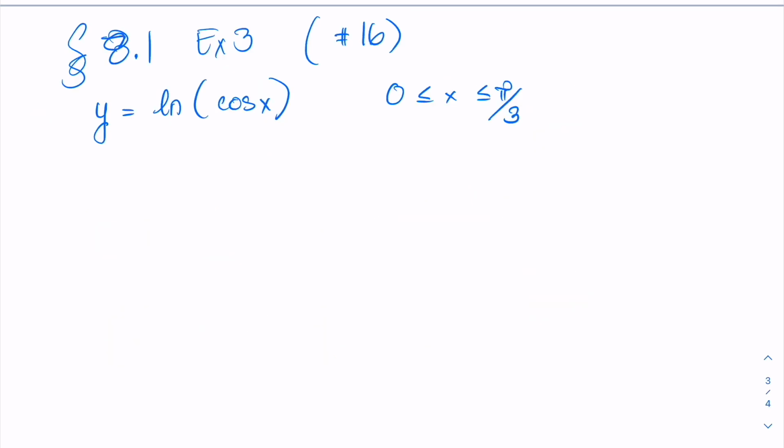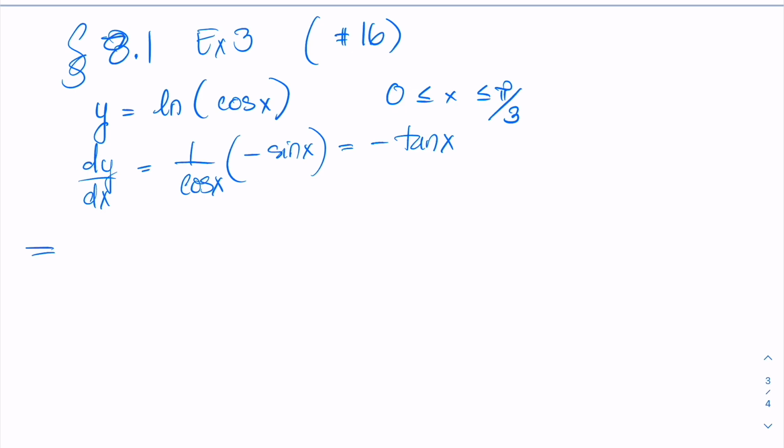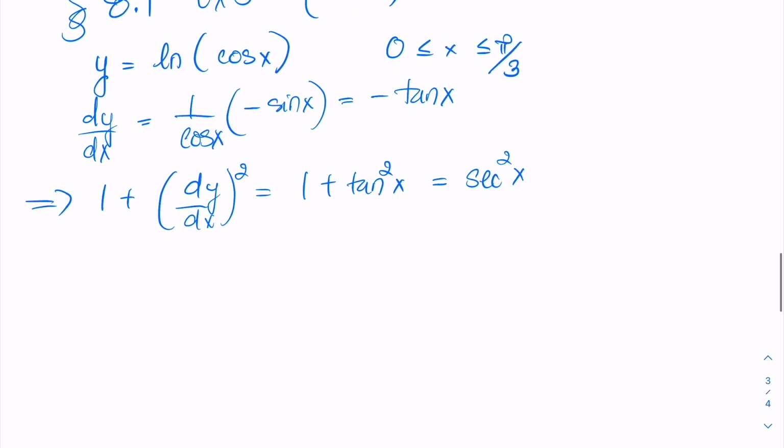I want to try a trig function. So for this curve right here, when you take dy over dx, you're going to get 1 over cosine of x. And then doing the chain rule, I get negative sine of x. So this one turned into a negative tangent of x. Therefore, 1 plus dy over dx squared is going to be 1 plus tangent squared of x. Hopefully, you recognize that's just secant squared of x.